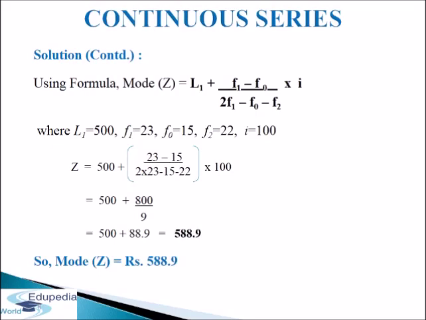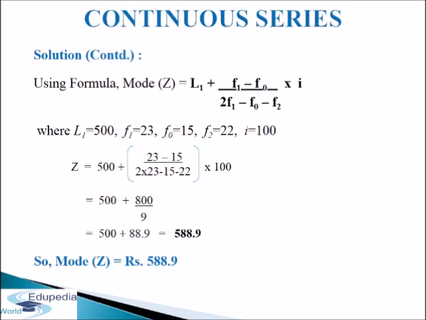Now we will calculate the mode with the help of the following formula, that is Z is equal to L1 plus (F1 minus F0) divided by (2F1 minus F0 minus F2) into I, where L1 is equal to 500, which is the lower limit of the class interval. F1 is 23, that is the frequency of the modal class. F0 is 15, that is the frequency of the class preceding the modal class. F2 is equal to 22, which is the frequency of the class succeeding the modal class. And I is the class interval, that is 100.